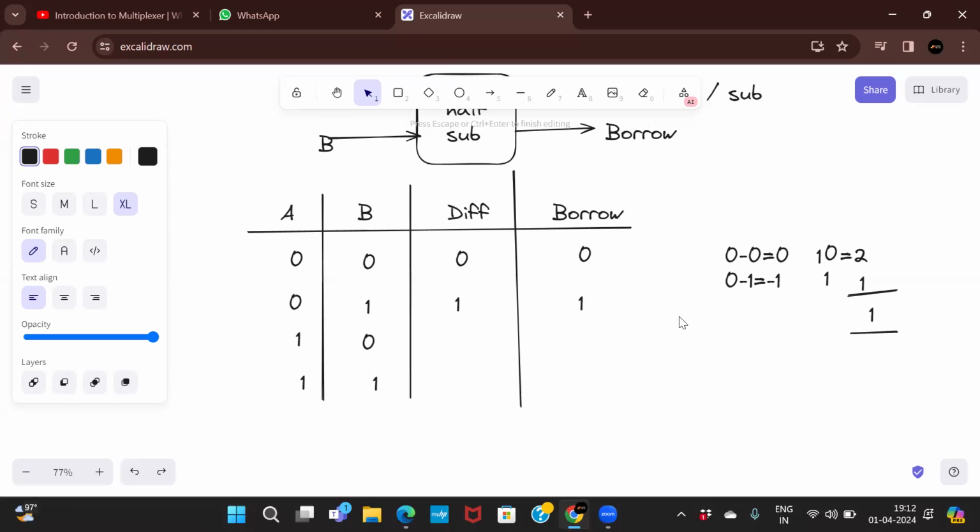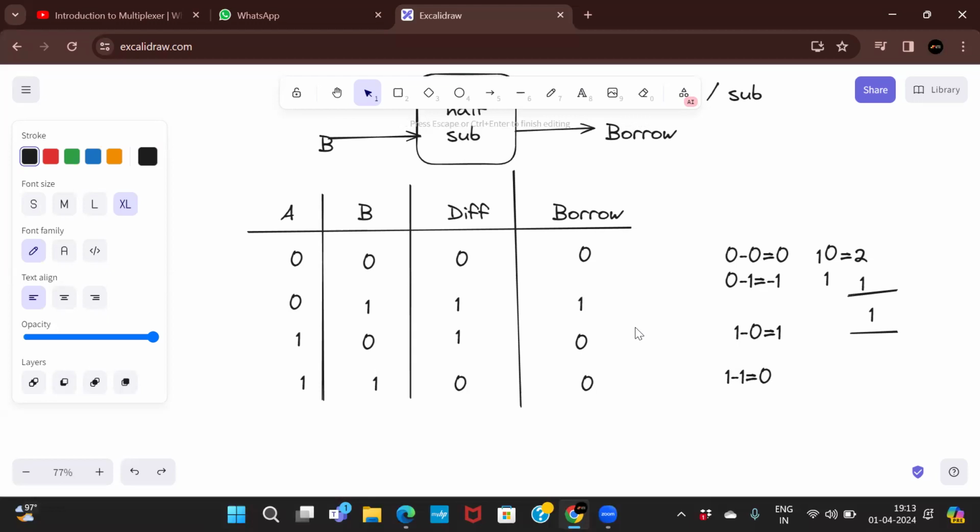Now similarly 1 minus 0 is 1. We don't require any borrow, so the difference is 1 and the borrow is 0. Similarly 1 minus 1 equals 0. Do we require any borrow? No. So the difference will be 0 and the borrow will be 0.